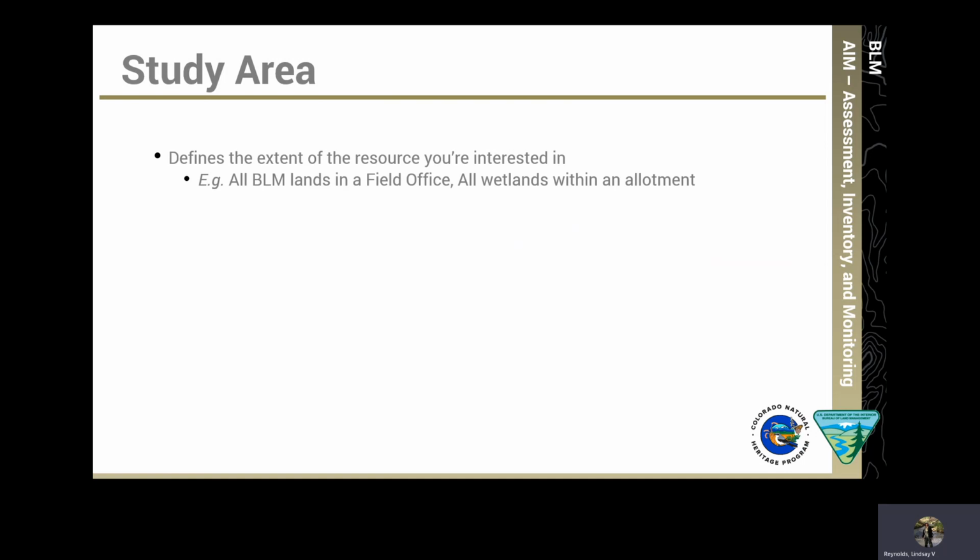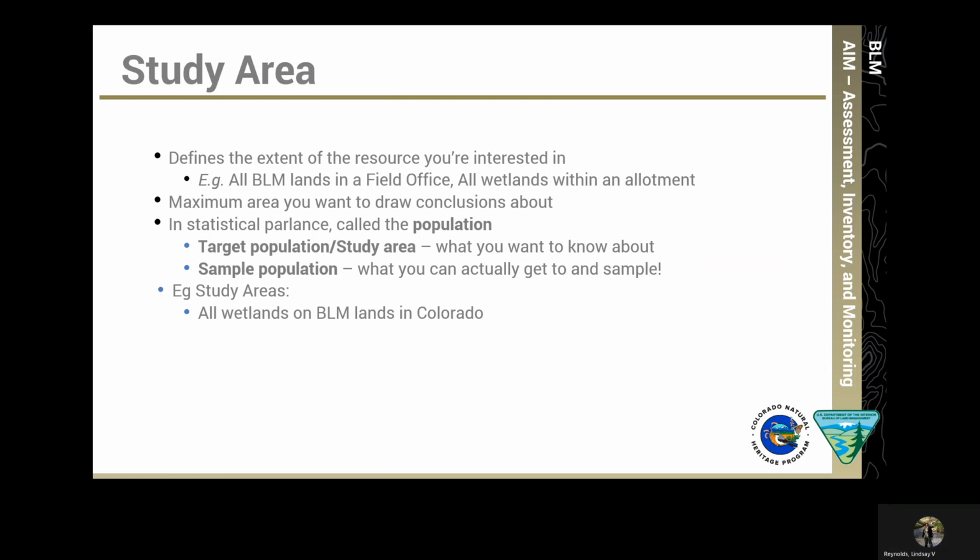What is a study area? A study area defines the extent of the resources you're interested in. For example, a study area could be all BLM lands in a given field office, or all wetlands within a grazing allotment. It's the maximum area you want to draw conclusions about. In statistical parlance, it's called the population. The target population, or the study area, is what you want to know about. A sample population is what you can actually get to and sample.